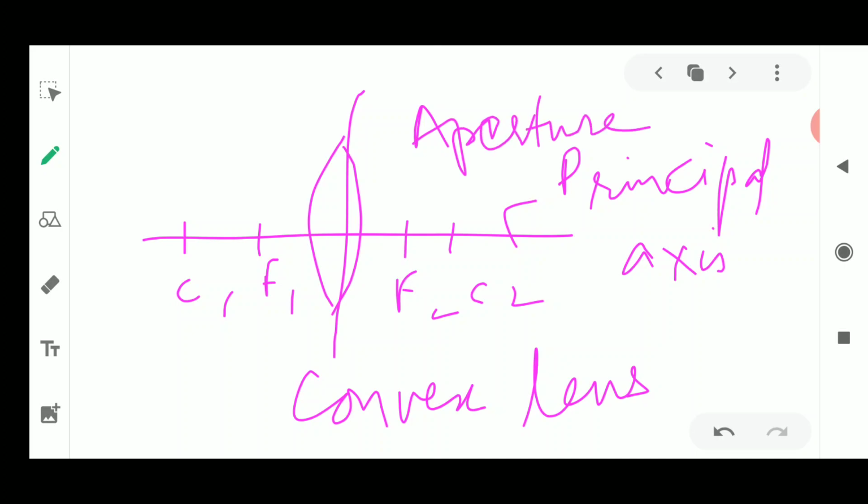This is known as the aperture, where you could see the thickness of the lens. Next is the center of the curve. The optical center is there, denoted by the letter O. So all these things we have discussed for the convex lens also.